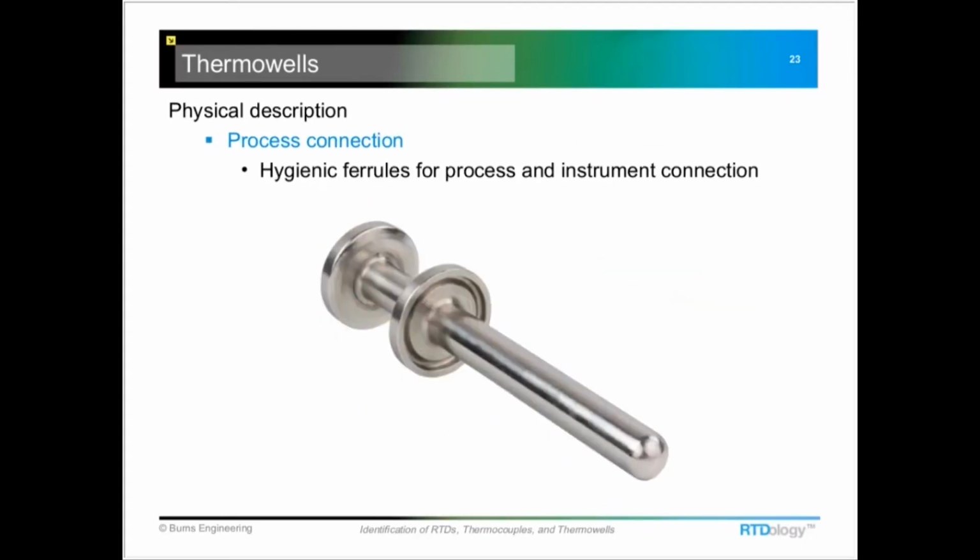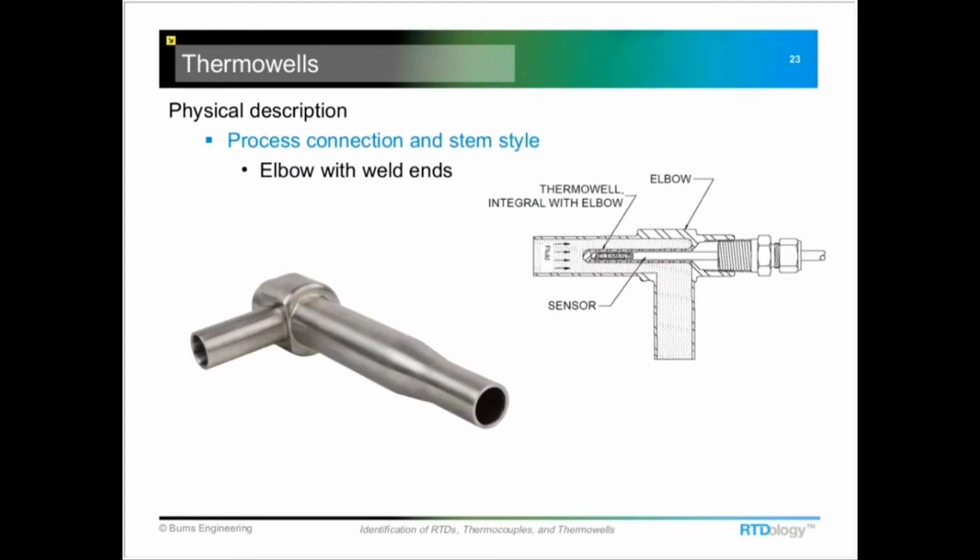And a final type here, this is a sanitary well that has a hygienic ferrule process connection, and it also has one for the instrument connection. And this would be important to pass along. If you're trying to find a replacement temperature probe for it, it's going to have that hygienic ferrule on the temperature probe to be able to mate up with this style Thermowell.